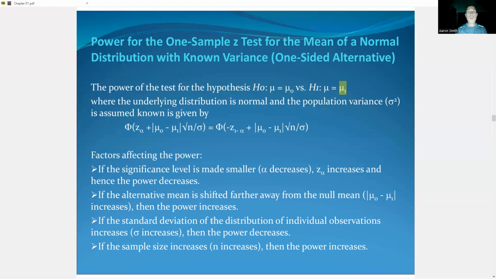If the standard deviation of the distribution of individual observations increases, then the power decreases. So if standard deviation increases, that is, the variance increases, then I have a loss in precision, the power decreases. If the sample size increases, then the power increases.